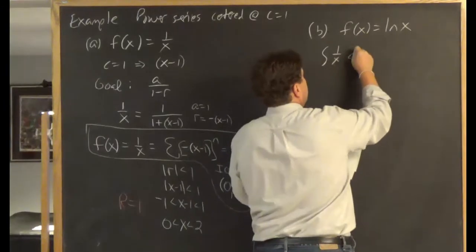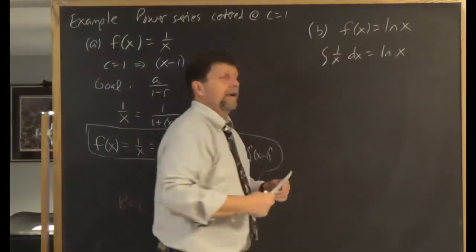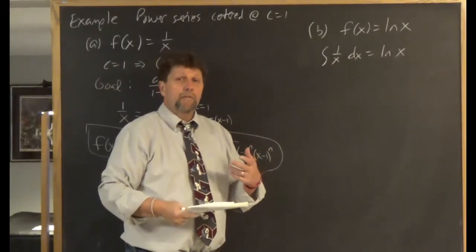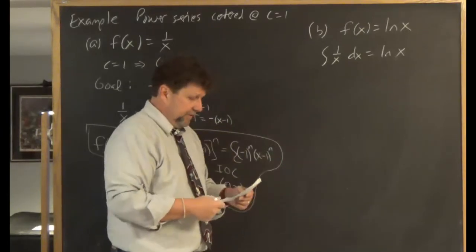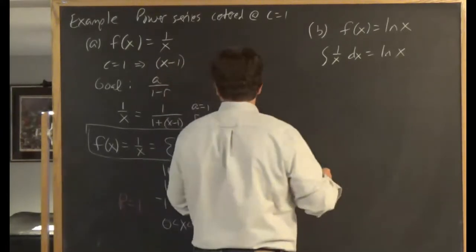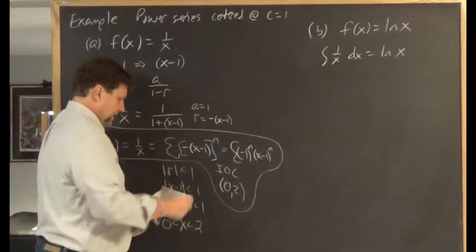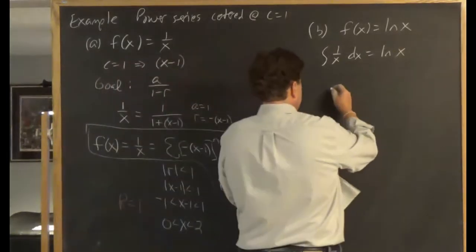We know the antiderivative is natural log x. And I know you're saying, oh, Bill, really it's the natural log absolute value of x. But we're talking about positive numbers here, so I don't have to worry about the absolute value. So let's integrate this. And if you integrate this, oh boy, look at what you get.